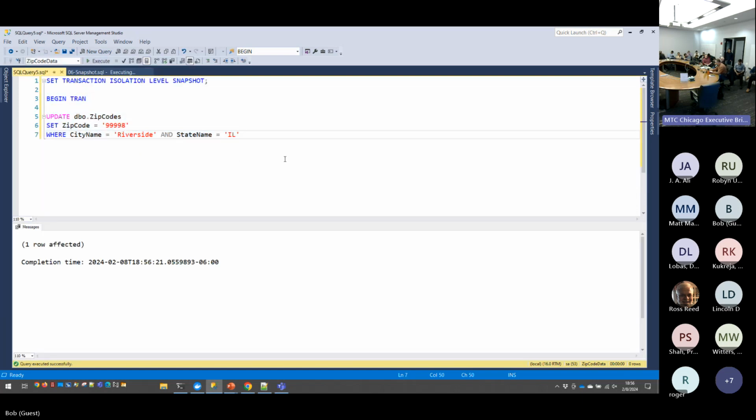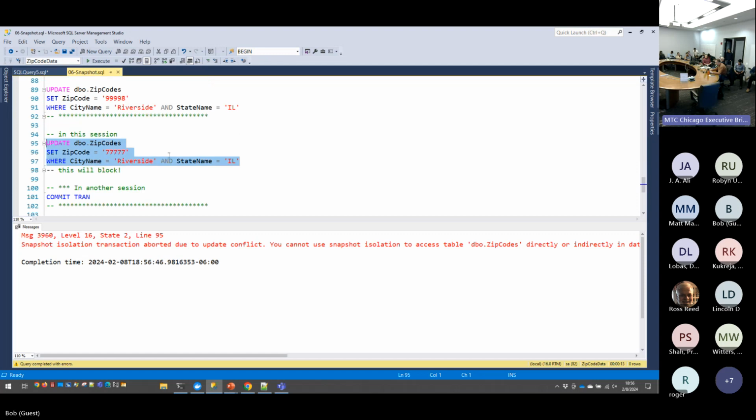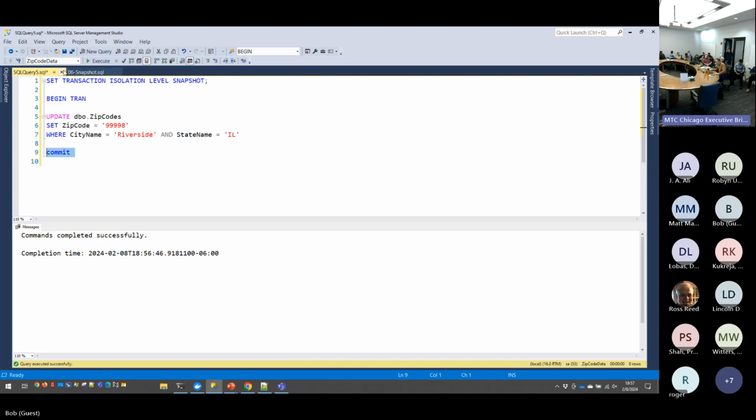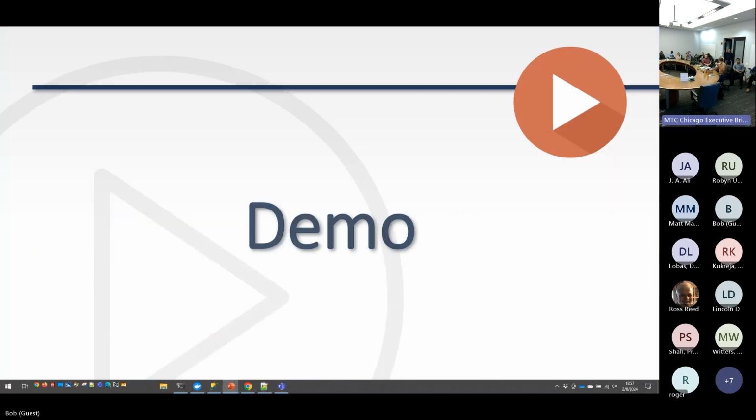If in this session now I commit, because this is where the change actually took place, this will commit just fine, and this one will get killed. All right, snapshot isolation transaction aborted due to update conflict, blah, blah, blah, error 3960. So this can occur with snapshot isolation. This is just an effect of actually reading a snapshot, and changes can occur in other transactions while that snapshot is going on. Any questions about that? This is something I have never personally observed in the wild, but it did happen.